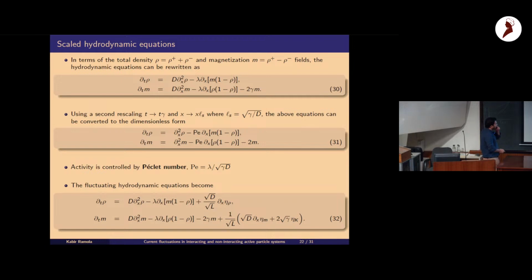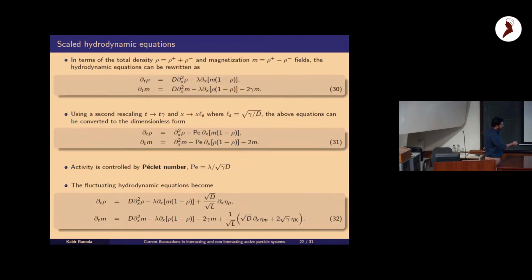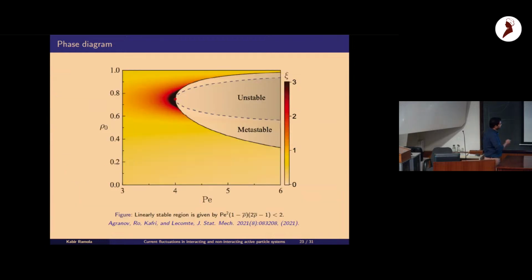So the point is, let me just go back one step. If you have fluctuating hydrodynamics equations, you can now compute dynamical correlations using that. And you can also look at, for example, the linear stability of these equations and compute a phase diagram. That has already been done in some recent work. And here I'm just plotting the correlation length that you can compute using the fluctuating hydrodynamics, and you can compute the linear stability of those hydrodynamic equations.